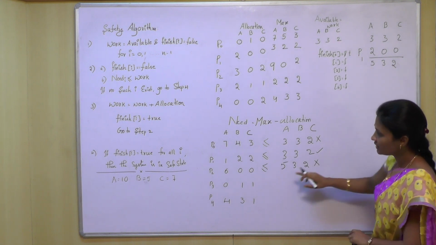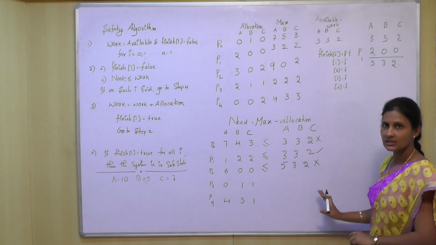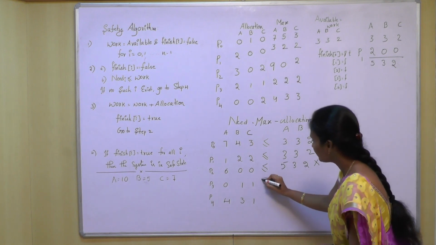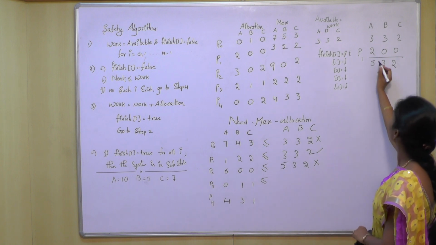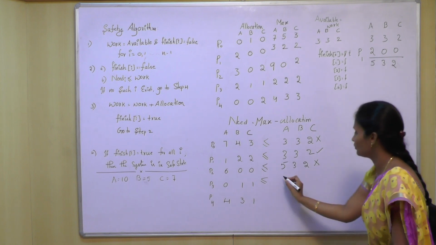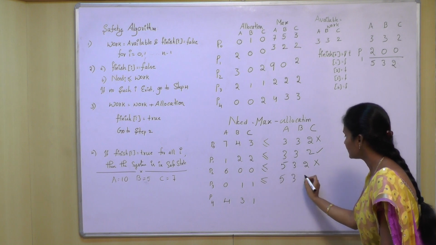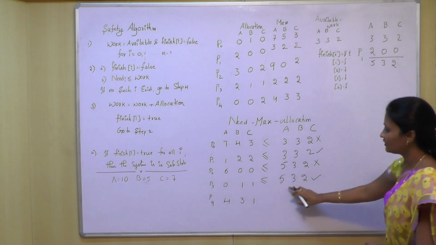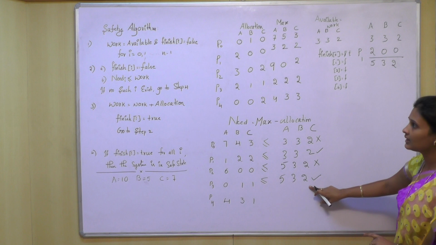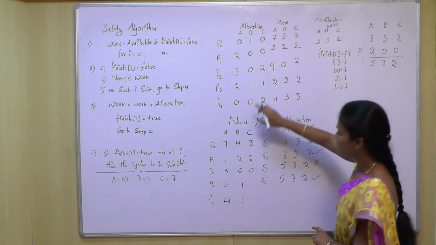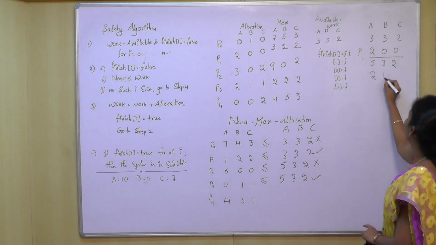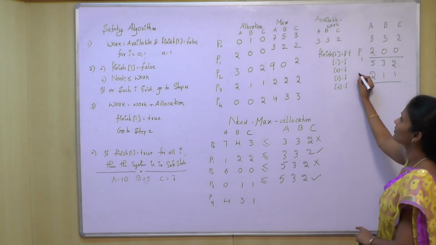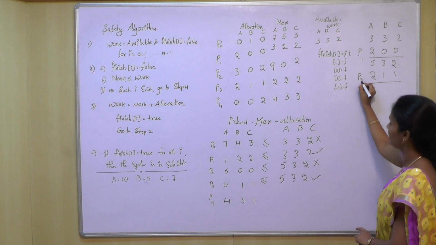Now we are checking process P2. That condition is not satisfied. Now we check this condition with P3. What are the available resources? 5, 3, 2. So it satisfies the condition. Now we add to this the allocation 2, 1, 1 for process P3.